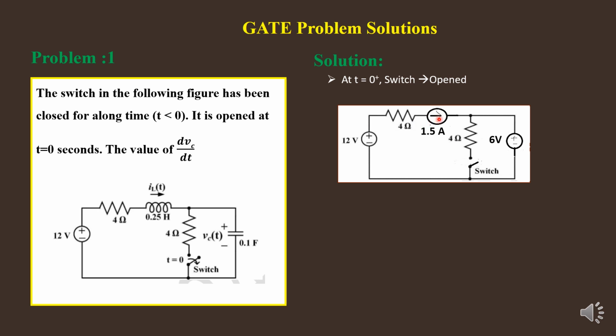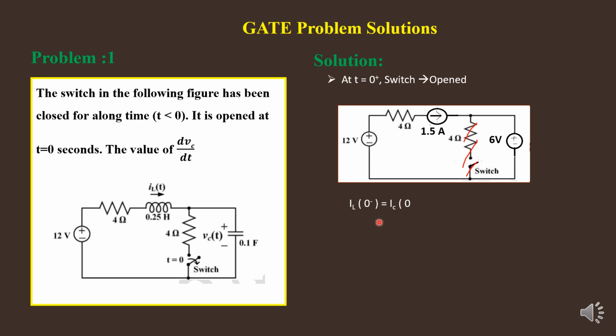Here the current through the inductance at 0 minus is represented as 1.5 amps. And here we already found Vc of 0 minus, which is 6 volt, so I have replaced 6 volt here. When the switch is opened, this part of the circuit can be discarded. So when this part is not there, with the 4 ohms, 1.5 amps is flowing through the capacitor. So here we can find the current and voltage.